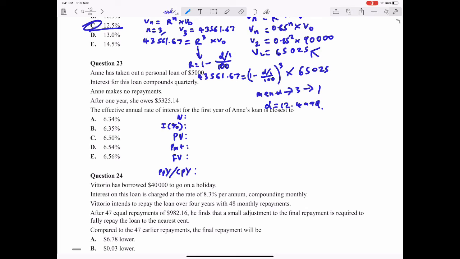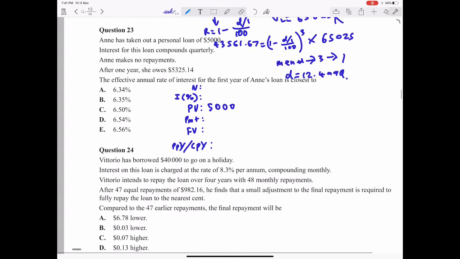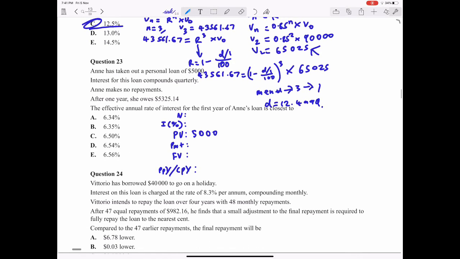So to do this question, we first need to find the annual interest rate, and then we can find the effective annual interest rate. So we know Annie takes out a loan of $5,000, so that's 5,000, and it's positive because it's money she has. Interest for this loan compounds quarterly, so therefore PPY CPY is 4 because there's 4 quarters every year. Annie makes no repayments, so therefore the payments are 0.